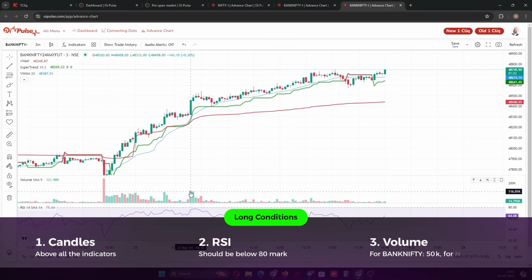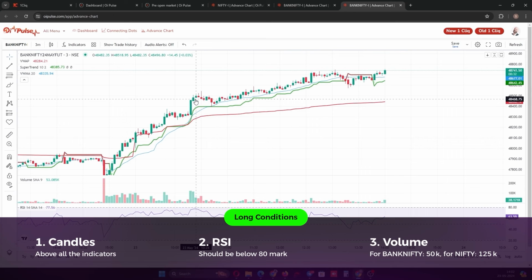Third condition, the volume. Here we will be using different volume for Nifty and Bank Nifty. For Nifty, we will be using 125K per 3-minute candle, and for Bank Nifty, 50K volume per 3-minute candle. So in 3 minutes, if you are getting 50K on 2 consecutive candles, then it has satisfied the rule. For long, for example, imagine this is a 50K volume. You got 50K volume and the second candle is also 50K volume. The price is above the VWAP, above the super trend, above the VWMA, and RSI is also not overbought. Then on the third candle, you can enter on the long side.